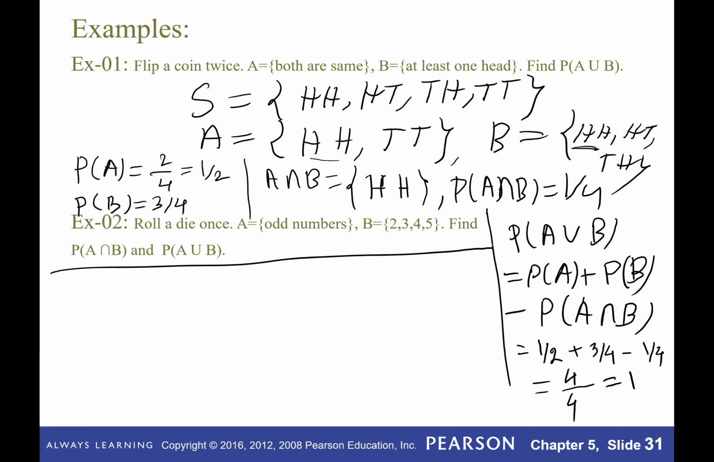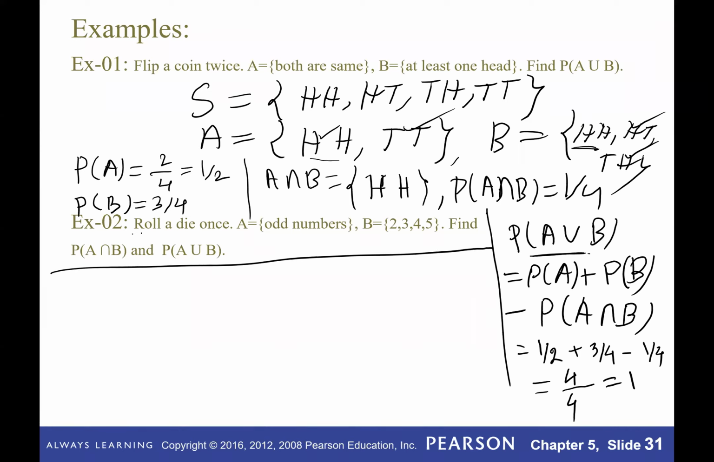So you can use the probability rule to calculate the probability, or you can find the sample points for A union B. So if you consider A union B, then it will be this one, this one, this one, and this one. So that means you will have 4 outcomes. So the probability of A union B will be then 4/4, which is 1.